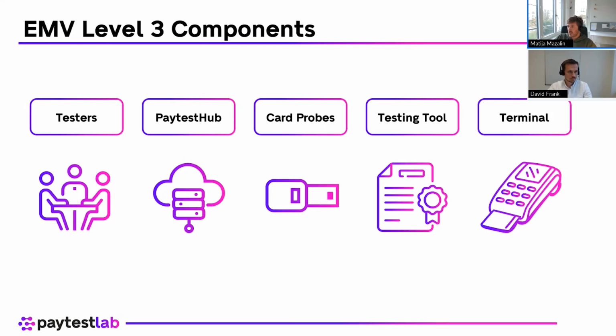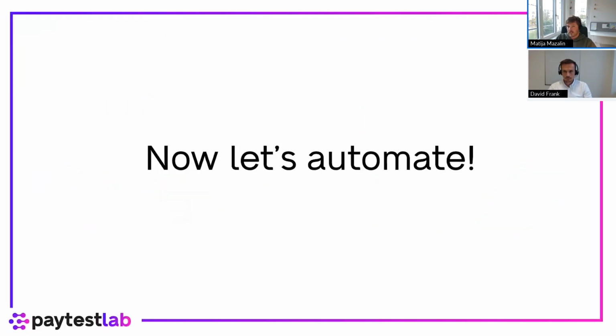So the terminal is being tested with the testing tool, but however, we try to use our probes. We can show a lot of the progress inside the PaytestHub, and testers are so far the ones that have to do it manually, but I will show how this can be automated. So let's do that.